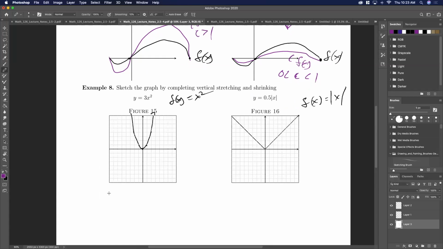And so here we have this, this is vertically stretched by 3. And this is vertically shrunk by 0.5.